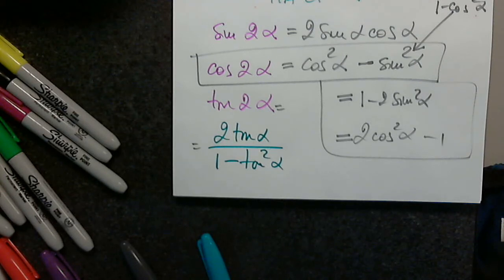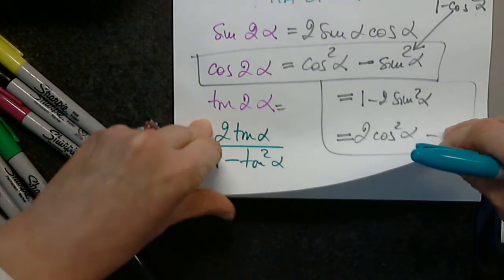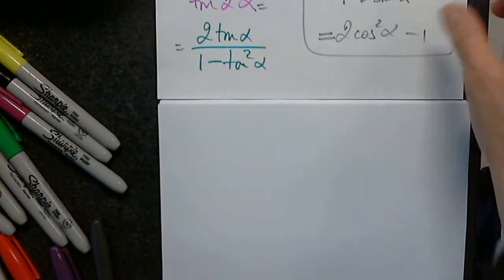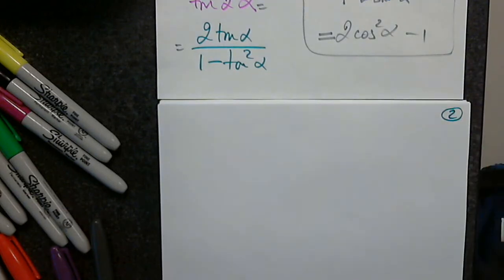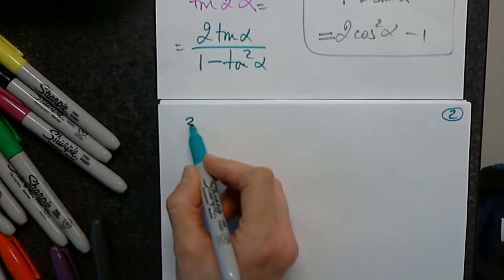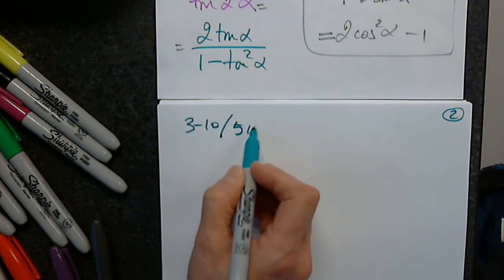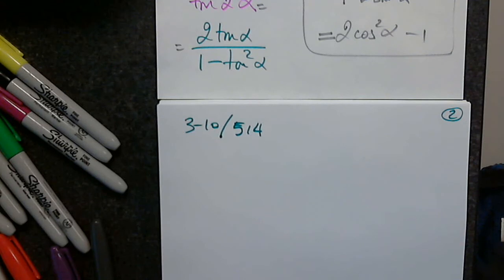I would like to practice this for a couple of minutes. On page 514, let's apply these formulas, see how they work, and then we go back to half angles. So 3 through 10, and the page is 514. We knew 8. You said 8? Very good. So let's look at problem 8.